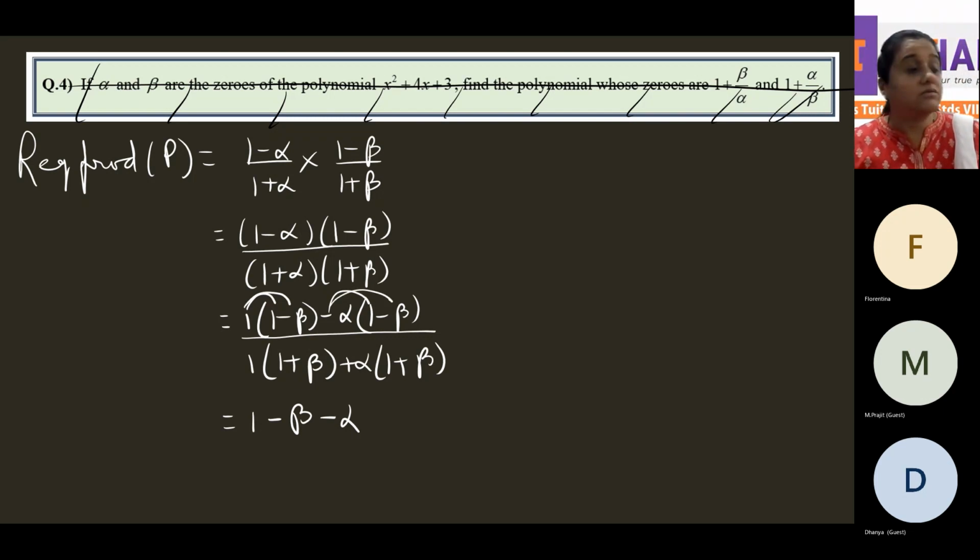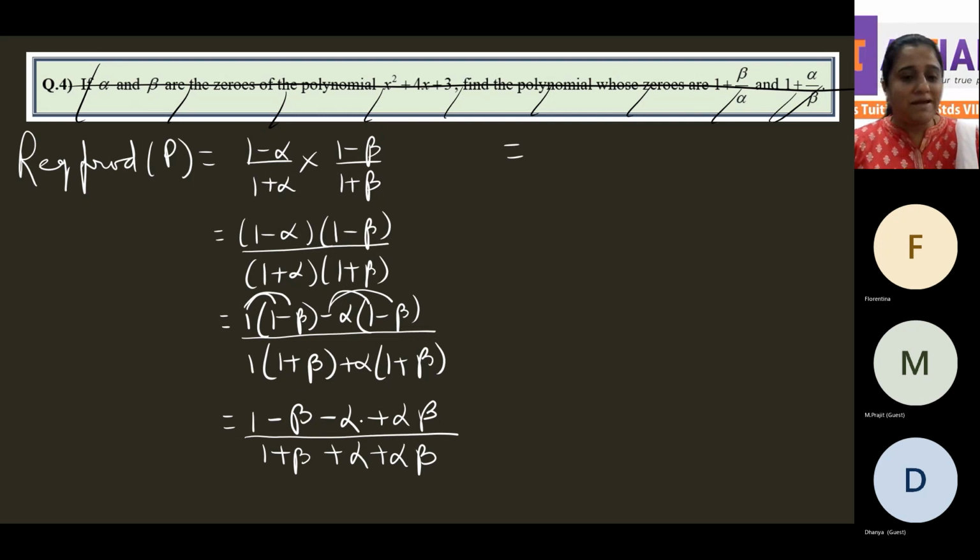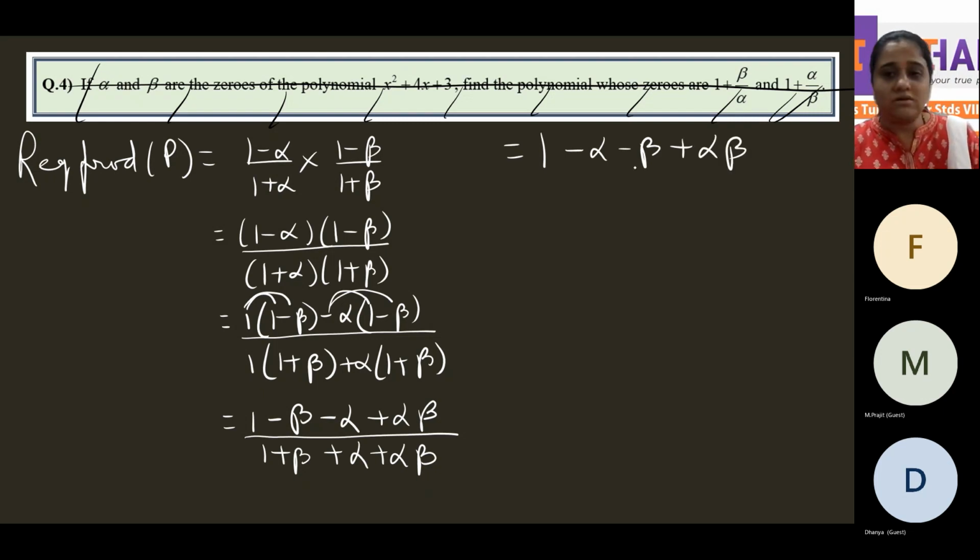And then plus alpha beta. See, you know it. Divided by... Now see, what will you do next? Minus beta minus alpha. Take out minus common there. First you write it like this, right? Minus alpha minus beta plus alpha beta. Just rearrange. Now tell me in the same way in the denominator, what will you write first?